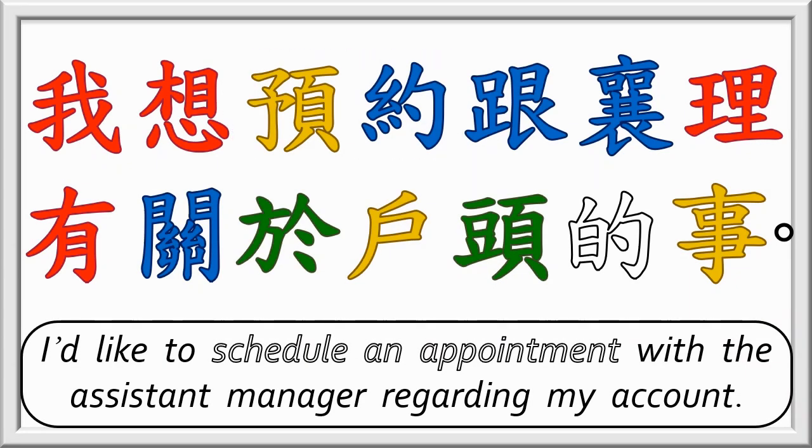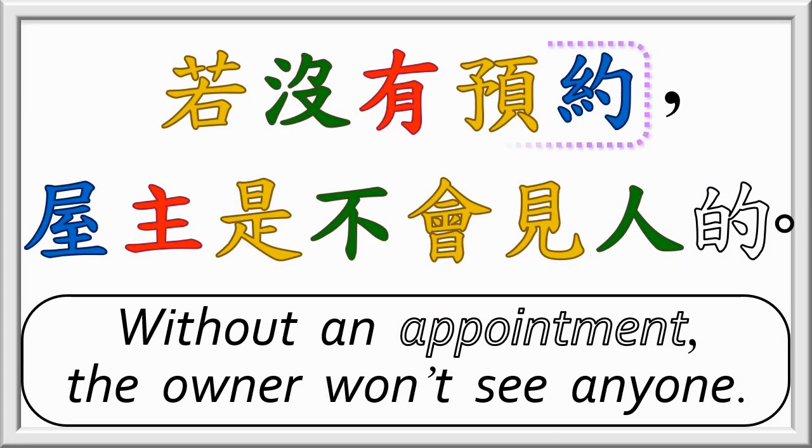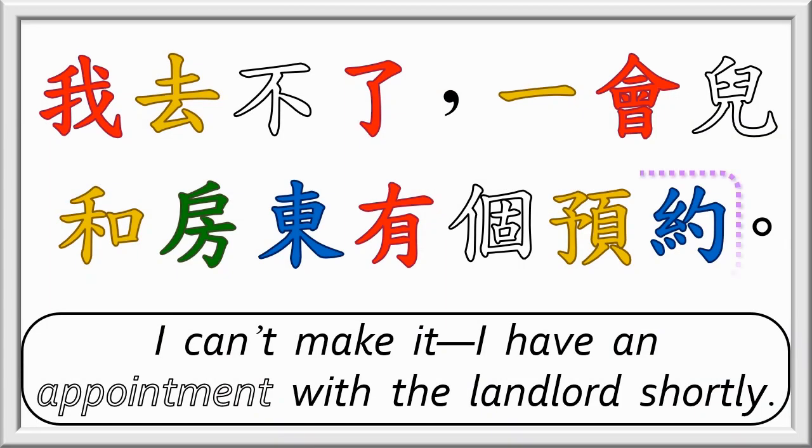我想预约跟乡里有关于户头的事。I'd like to schedule an appointment with the assistant manager regarding my account. 若没有预约，屋主是不会见人的。Without an appointment, the owner won't see anyone. 我去不了，一会儿和房东有个预约。I can't make it. I have an appointment with the landlord shortly.